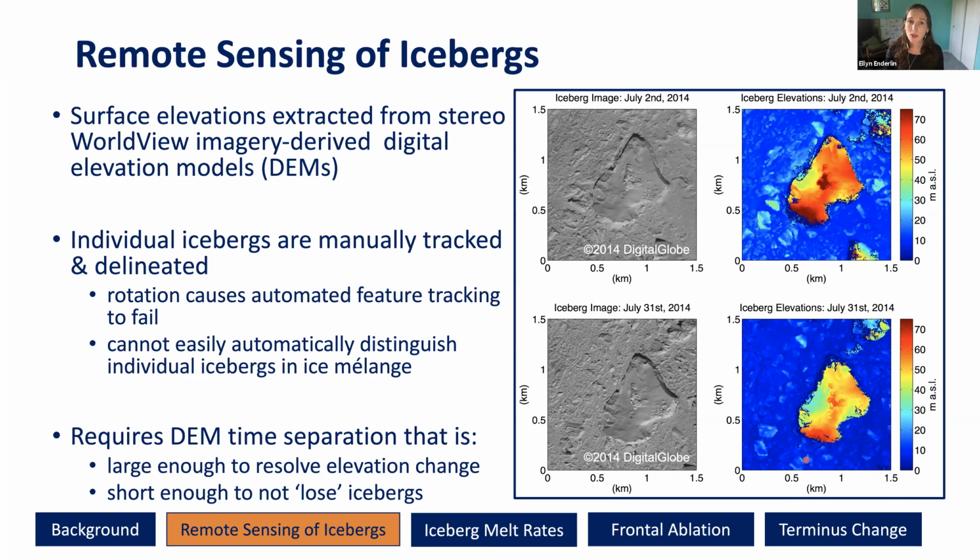But it has to be short enough that we don't lose the icebergs. By that, I mean that they don't get so far away from the glacier terminus that their melting is affected by totally different processes and doesn't tell us anything about the glaciers, or that they break or overturn, something that prevents us from being able to infer submarine melting from them.